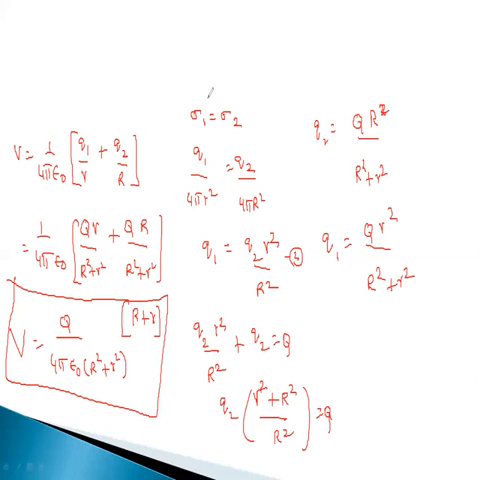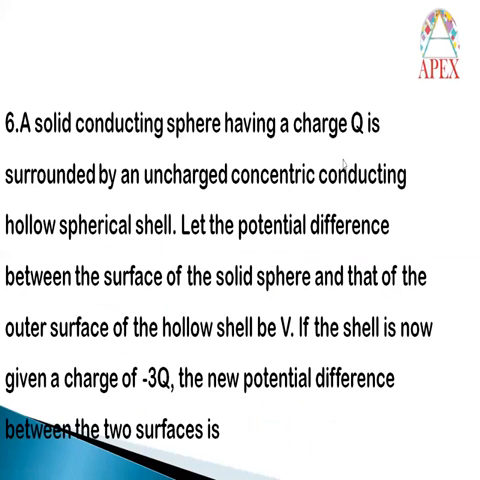Okay. Next, question number 6. Here, a solid conducting sphere having a charge Q is surrounded by an uncharged concentric conducting hollow spherical shell. A solid sphere is taken whose charge is capital Q, and it is surrounded by, that means the outer sphere is, an uncharged concentric conducting hollow spherical shell. A hollow sphere is taken.